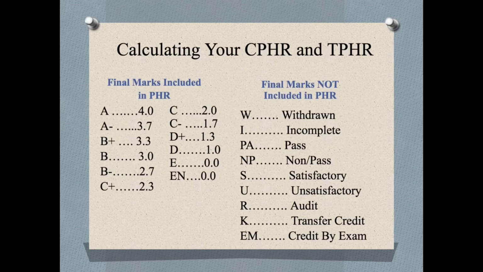When calculating your CPHR and TPHR, only final letter grades that are earned at Ohio State will be included in the calculation. Any of these other final marks that could appear on your advising report will not be included in these PHR calculations.